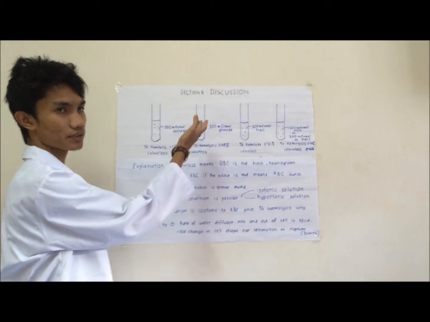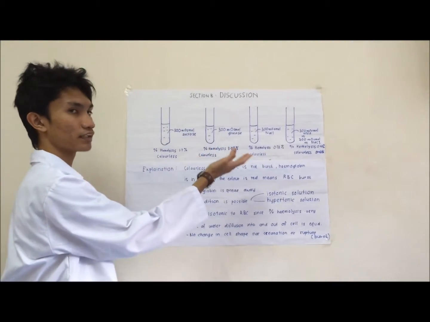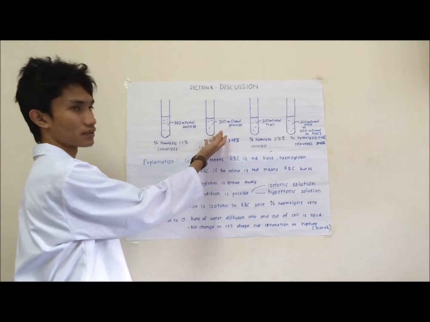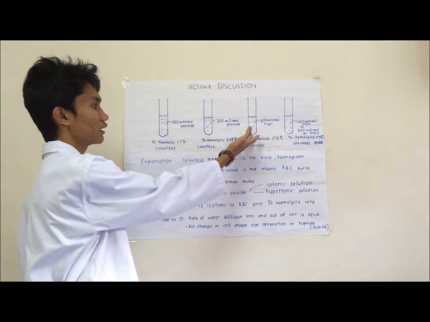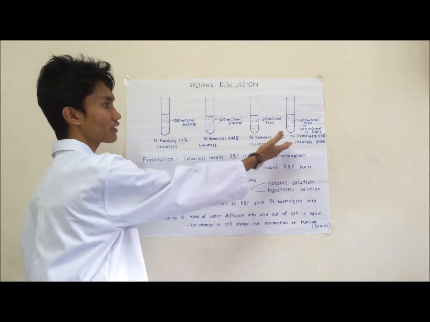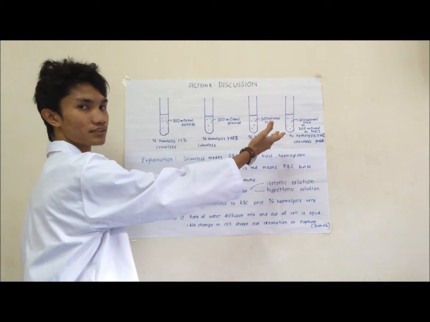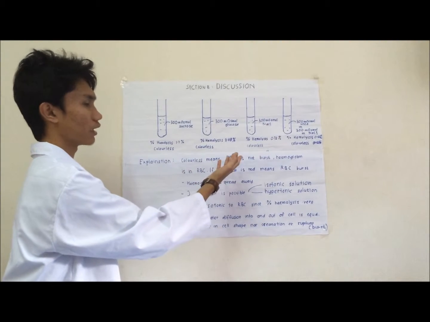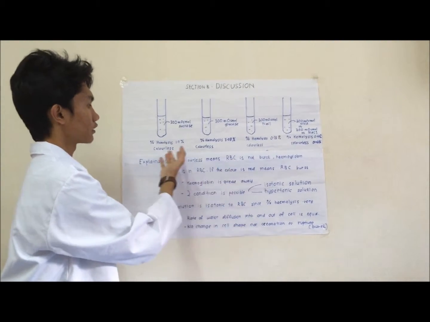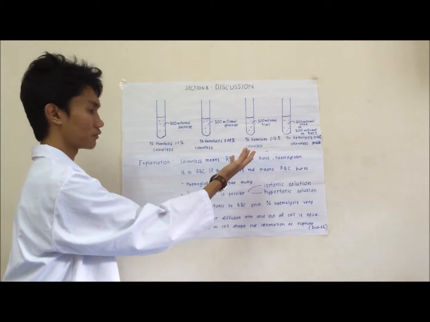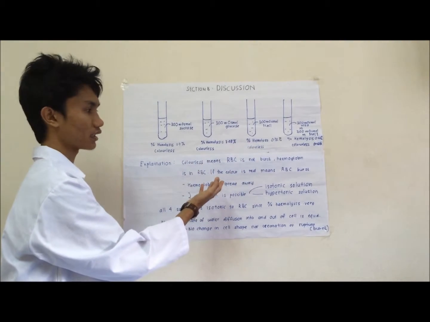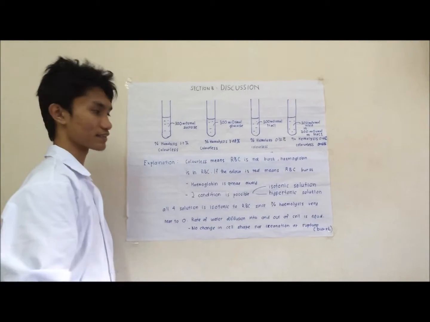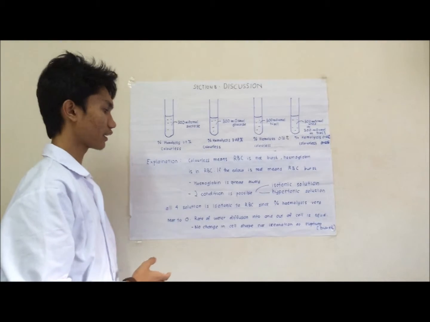Here is the discussion for section B for the 4 other test tubes, which are 300 milliosmol of sucrose, 300 milliosmol of glucose, 300 milliosmol of NaCl, and lastly 300 milliosmol of urea in 300 milliosmol of NaCl. Observations show that after we centrifuge it, all 4 solutions are colorless. Colorless means the red blood cells do not burst. The hemoglobin is still in the red blood cells. That's why the color is maintained colorless.